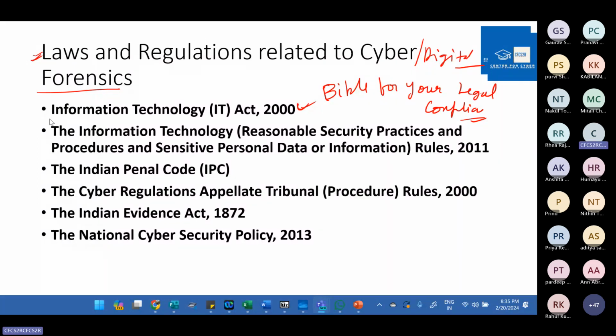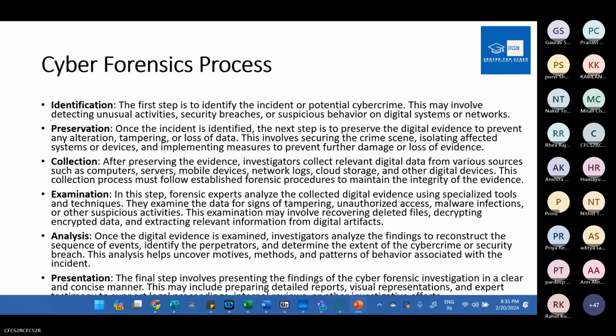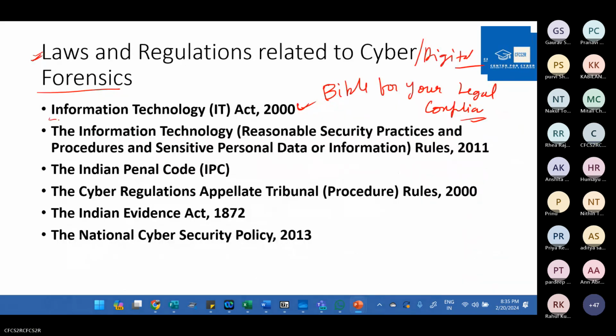So this is the IT Act. How many of you wish that I take a session on this IT Act? Raise your hands.